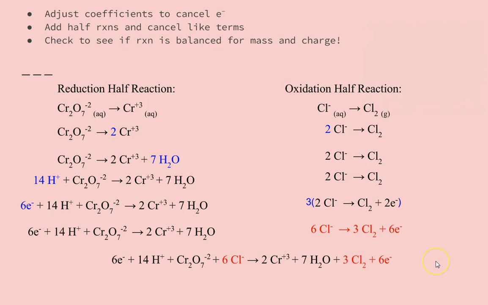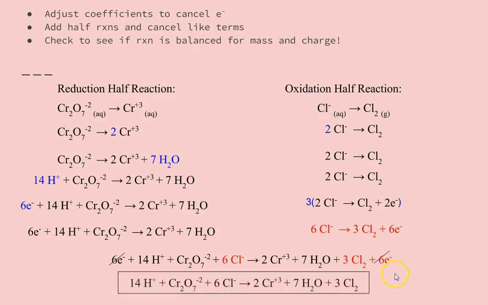Now we cancel like terms. In this case, the only like terms are the 6 electrons, and so we can cross those off. Your electrons should always cancel. Sometimes you'll have waters on both sides, sometimes you'll have H's on both sides. Anything that you have on both sides you can cancel and simplify. So this is our final total balanced redox reaction.